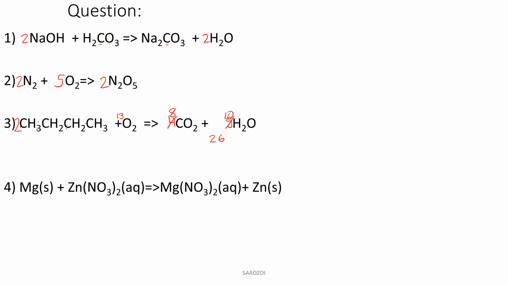And then the next one, same thing. We're going to balance alphabetically. So you're going to start with Mg, which is already balanced, and then you go to NO3, and for NO3 you can see you have 2 here, so put a 2, which balances the N, and then there's your 2 for it, and everything else gets balanced.